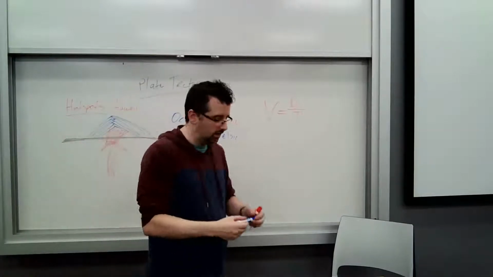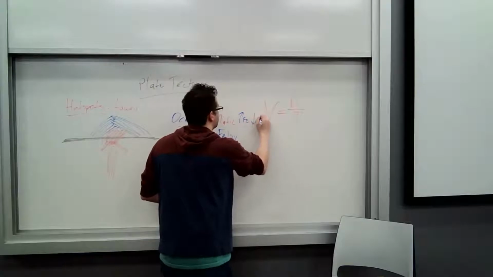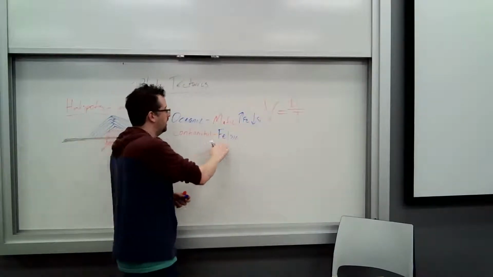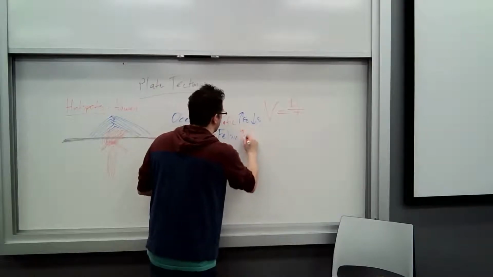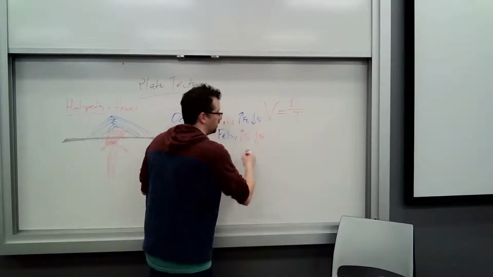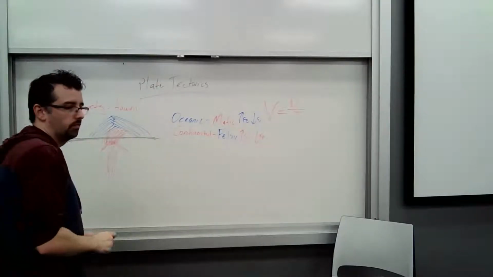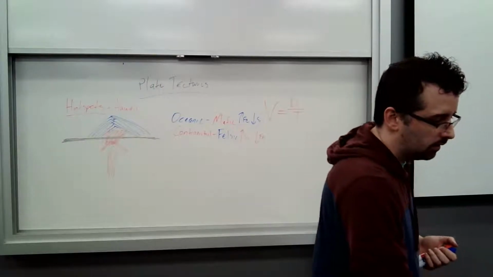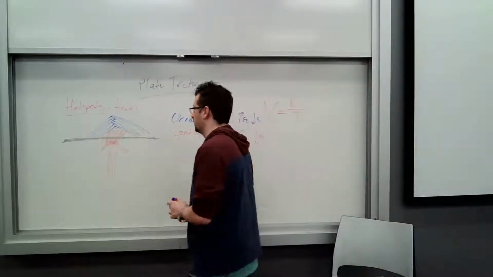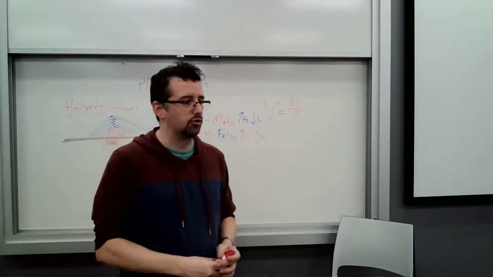And mafic means that it is high in iron and low in silicates. But if it is felsic, it is high in silicates but low in iron. All right. So now that we know this, we talked about plate boundaries.